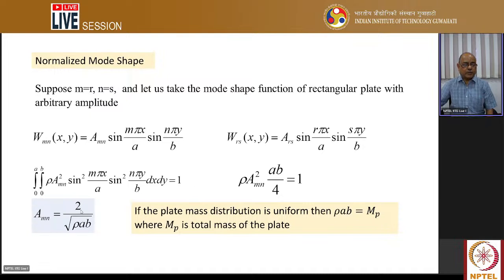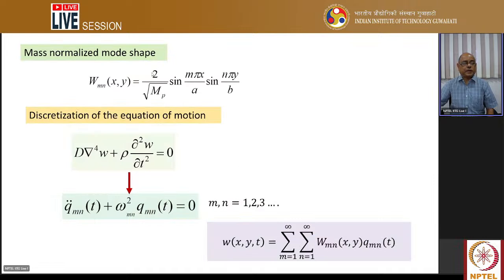So then A_mn becomes 2 divided by root rho A B, where A B is the area of the plate and rho is the mass per unit area. So this becomes M_p, the mass of the plate. In this way, we get the normalized mode shape. The normalized mode shape of the plate is 2 divided by root M_p, sine m pi x by a, sine n pi y by b. And remember that it is the simply supported condition.